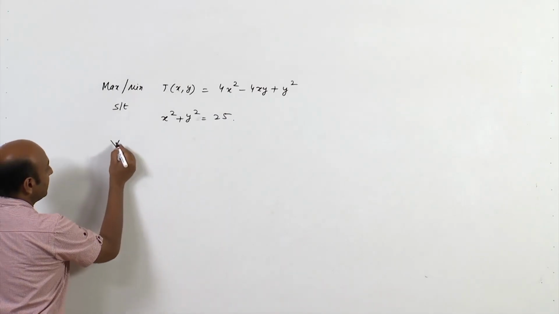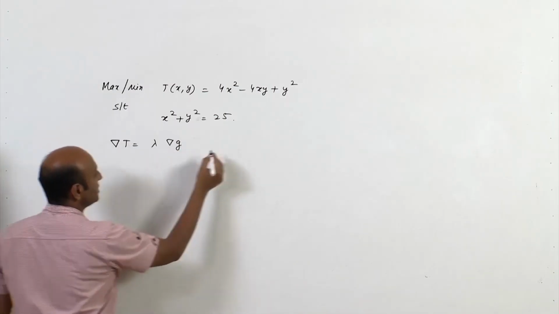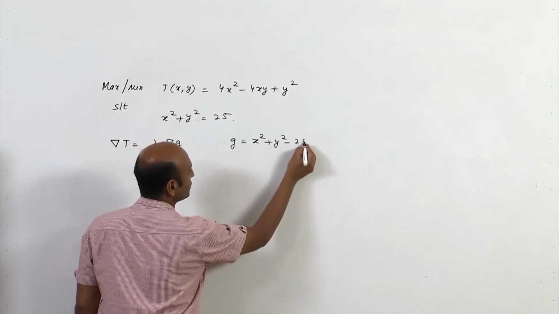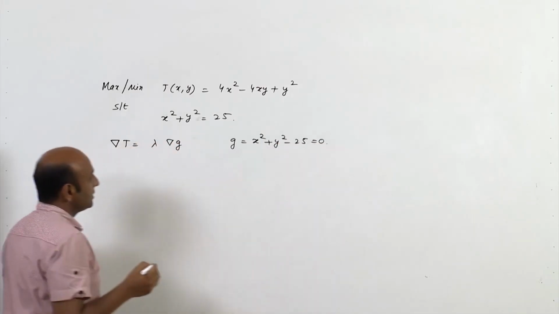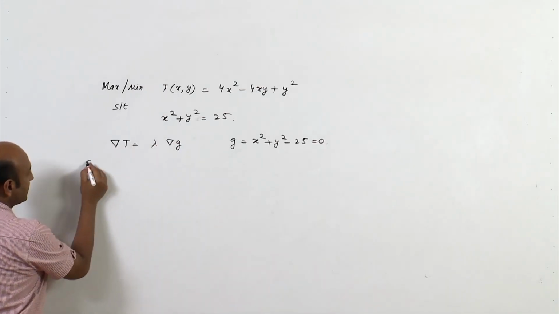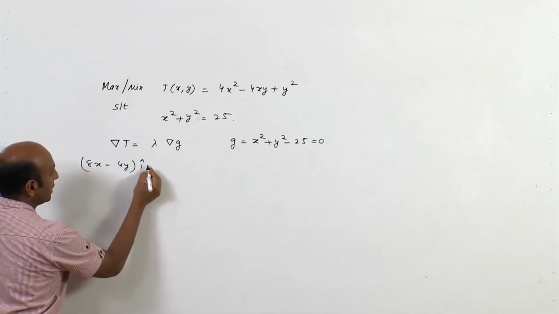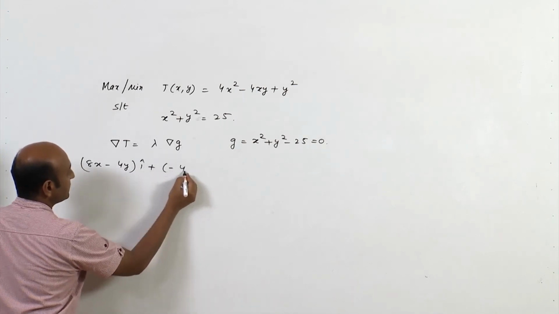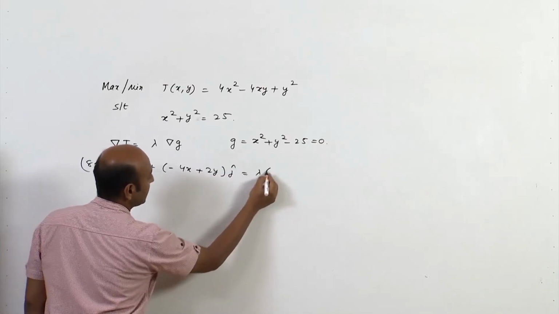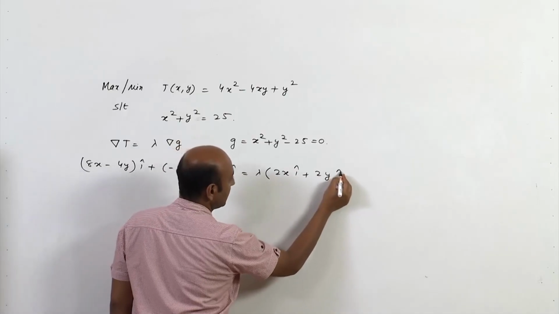We can take gradient of T equal to lambda times gradient of g, where g is x² + y² − 25 = 0. This is by Lagrange multiplier method. What is gradient of T? It is (8x − 4y) i cap plus (−4x + 2y) j cap, equal to lambda times 2x i cap plus 2y j cap.